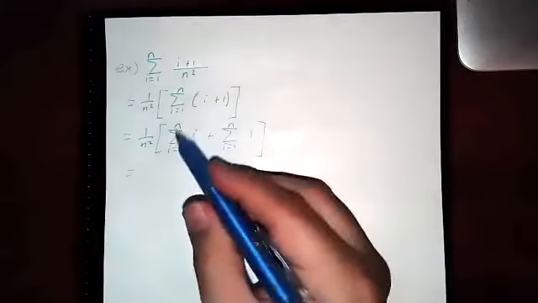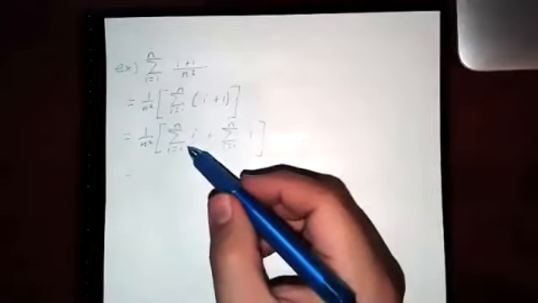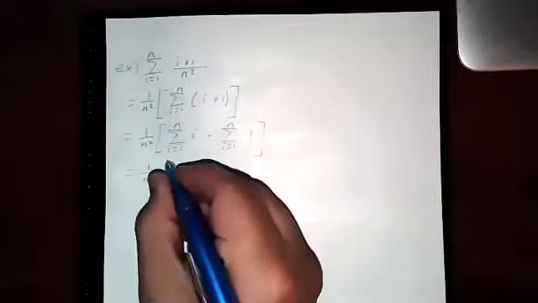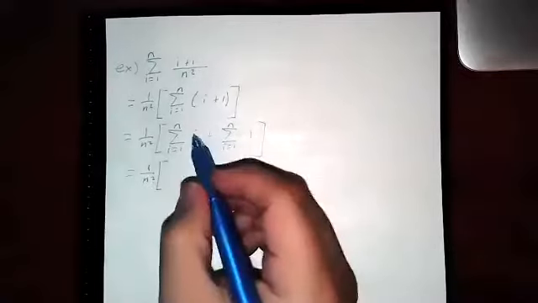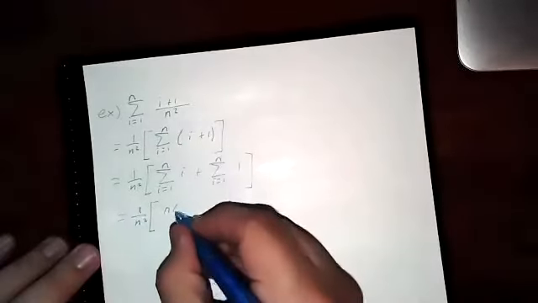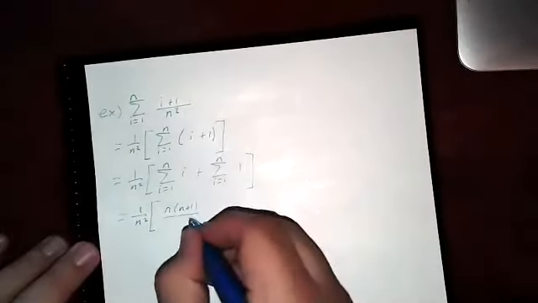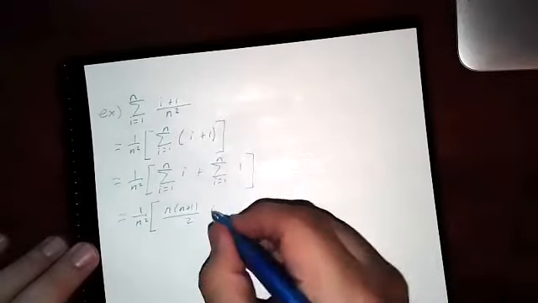So what is the formula for just the first power? This one will be simply n times (n plus 1) over 2, and this one is simply n, right? Using our formulas. Then just multiply by the 1 over n squared, and we're pretty much done.